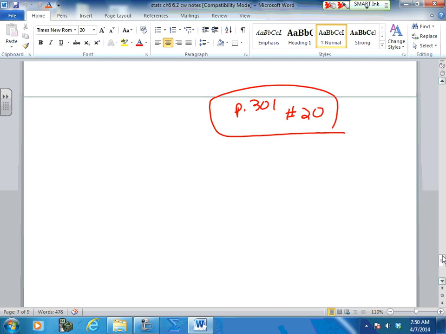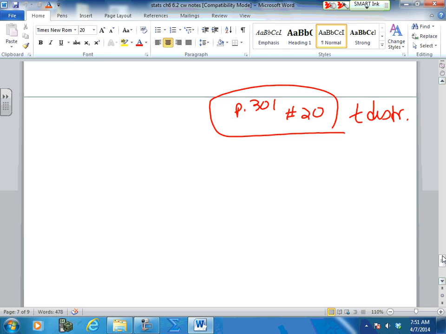So it's like number 20. I'm just doing number 20, but that was the directions for 20. Is your n greater than or equal to 30? No. Is it normally distributed? Yes. Do you know the population standard deviation? No. You can only find your sample standard deviation because this is your sample. So therefore, we're going to use a T.